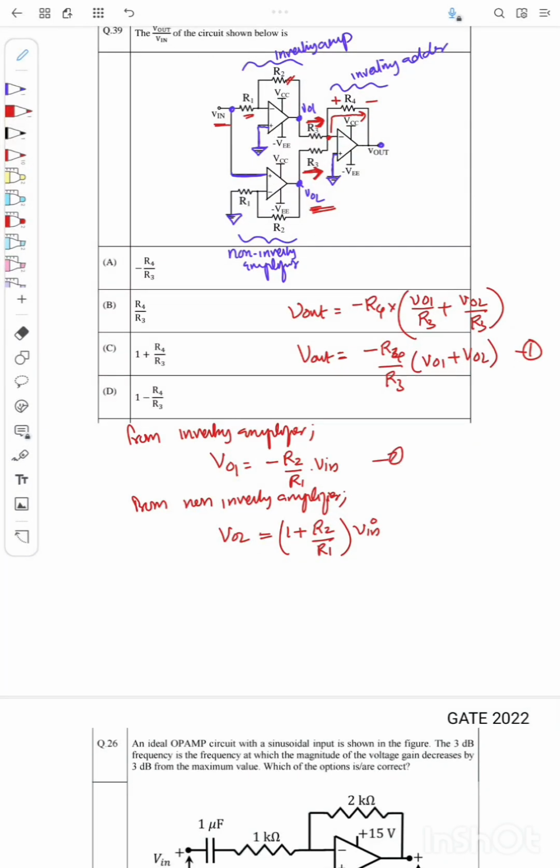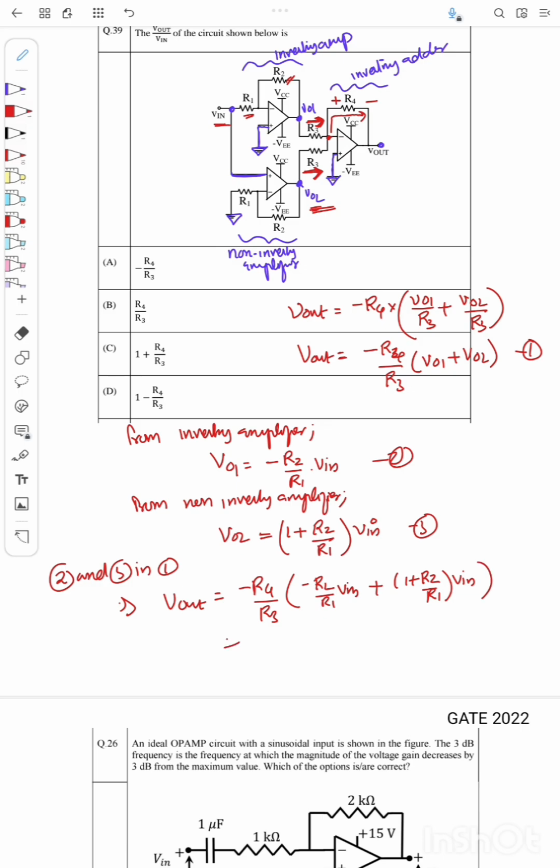So if these are equations 2 and 3, I'll substitute 2 and 3 in 1. So V out will be equal to minus R4 by R3 into V01, which is minus R2 by R1 into V in, plus V02, which is 1 plus R2 by R1 into V in from equation 3. If I take V in outside, it will be minus R4 by R3 into minus R2 by R1 plus 1 plus R2 by R1, that into V in. So R2 by R1 cancels, only 1 remains. So this is equal to minus R4 by R3 into V in.